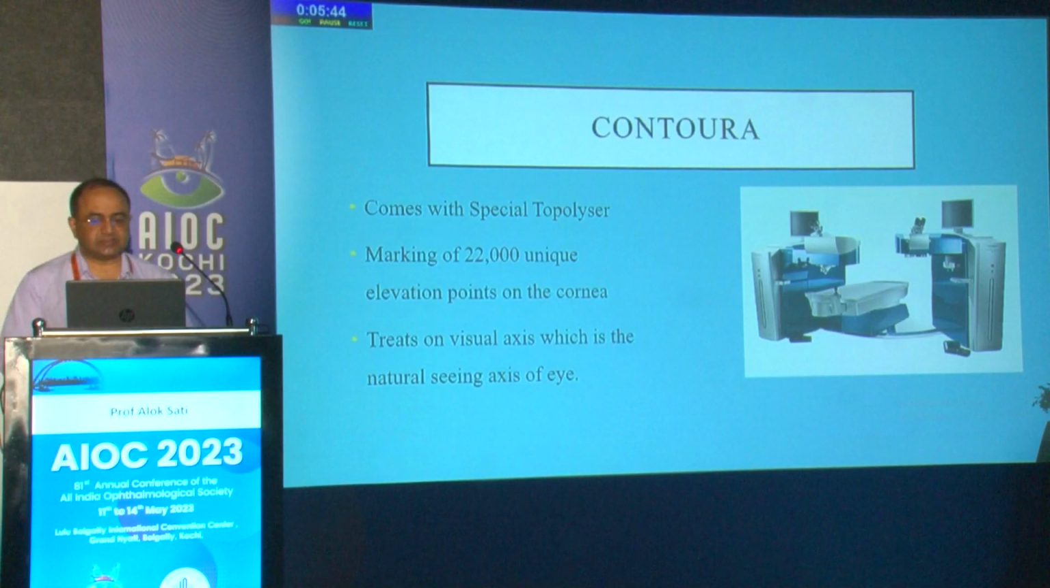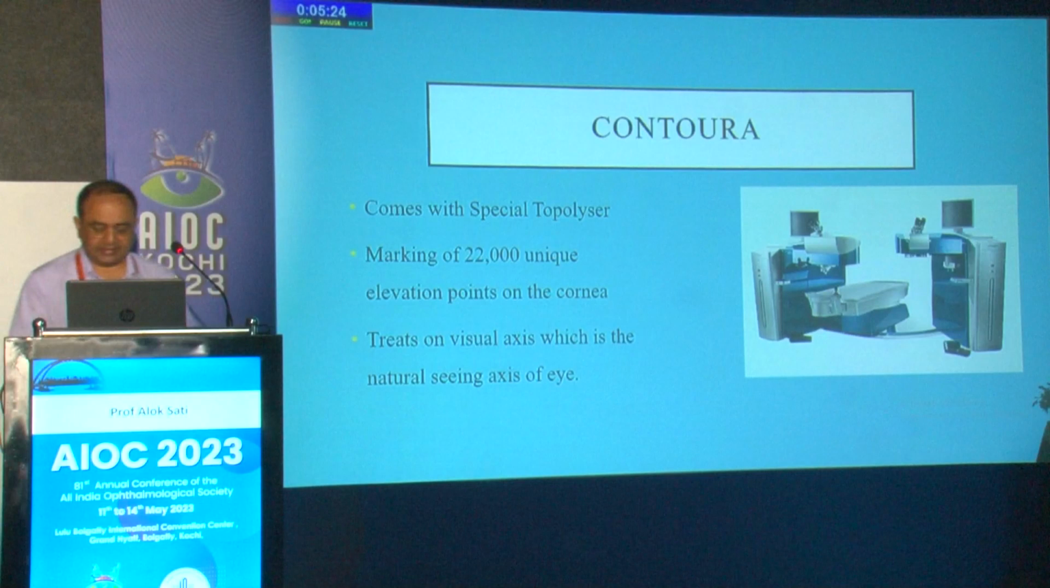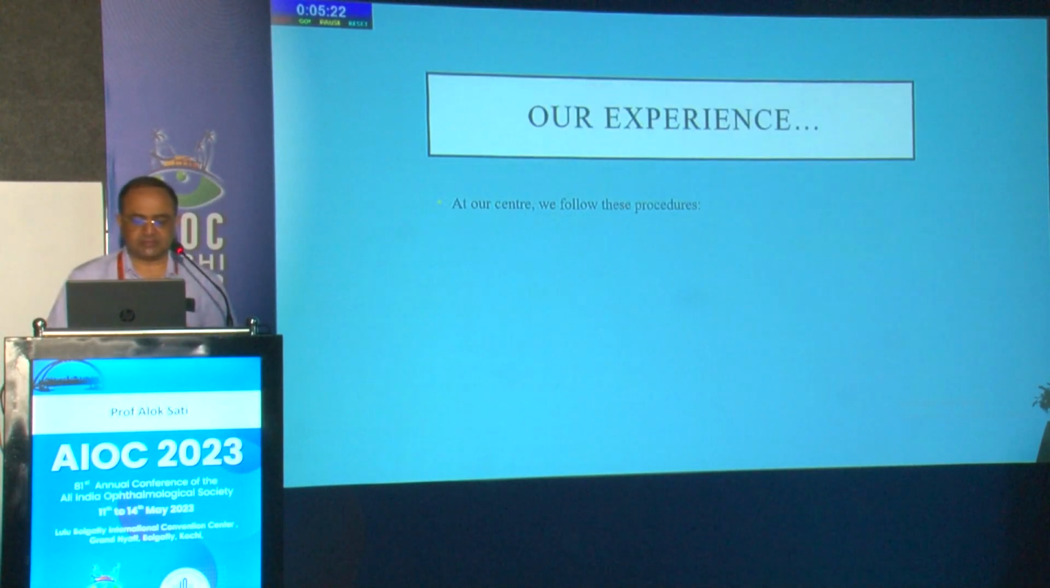And currently this is what is coming up in a big way, where it's similar to LASIK, but here a special topolyzer is being used, and we mark 22,000 unique elevation points on the cornea. That's how it is being modulated, and multiple aberrations which come up post-op are taken care of by these procedures.